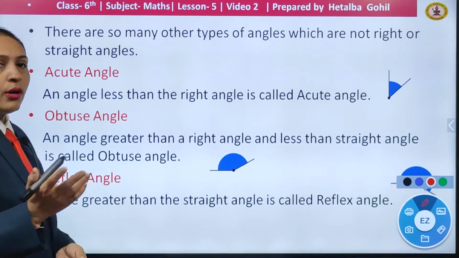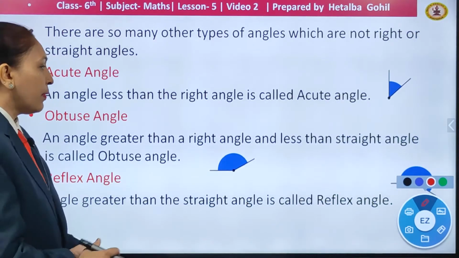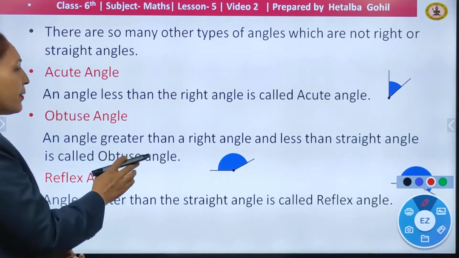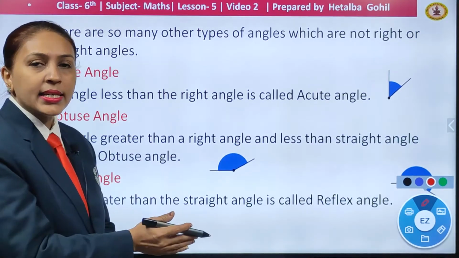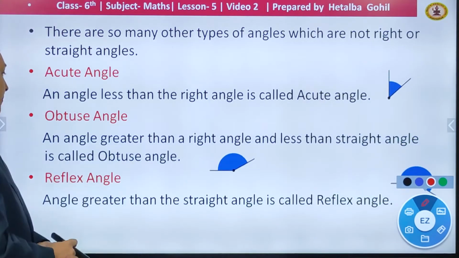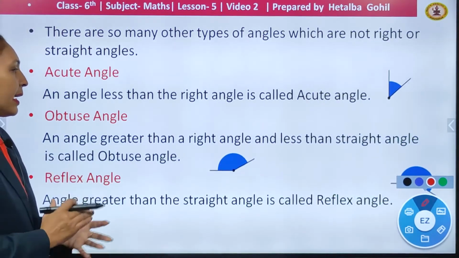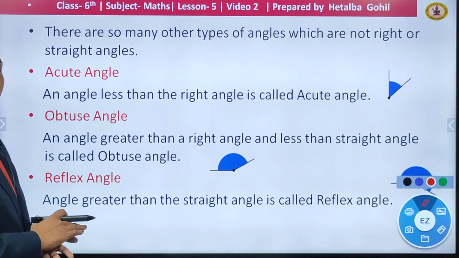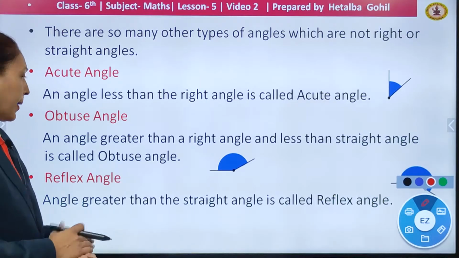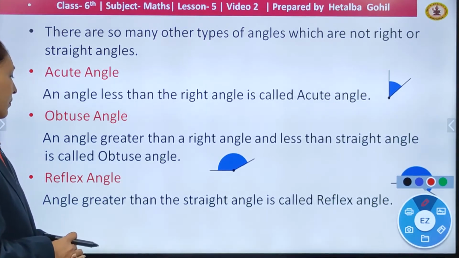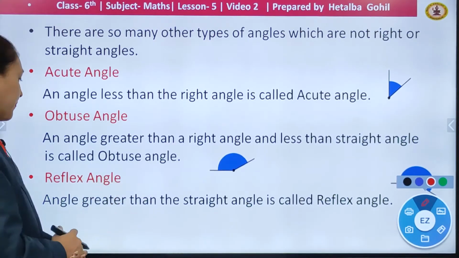Acute angle. This you all know very well, children, right? You have learned in your lower classes what acute angles are. An angle less than a right angle, meaning less than 90 degrees, we call an acute angle. Then we have the obtuse angle. An angle greater than a right angle and less than a straight angle is called an obtuse angle. That means it is greater than 90 degrees and less than 180.